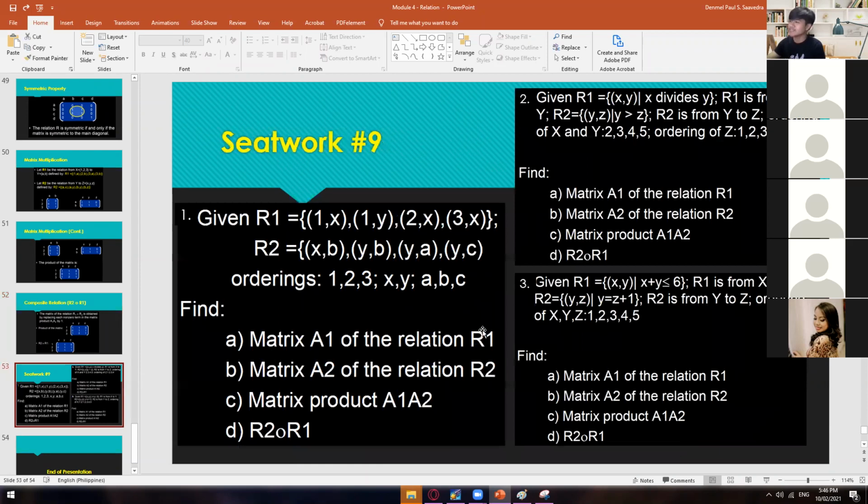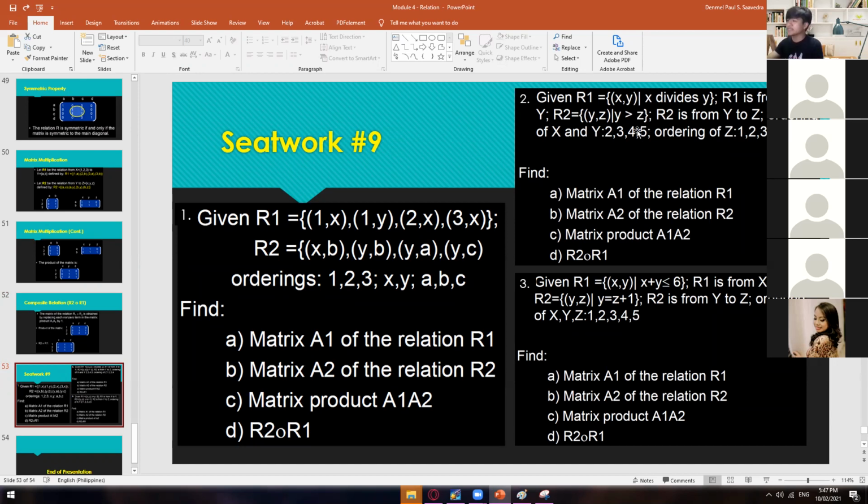And then here's your last activity. Given R1 and R2, find the matrix A1 of relation R1 and the matrix A2 of relation R2, and then the matrix product of A1 and A2, or R1 times R2, and then the composite relation. And for number 2, given R1 is (x, y) where x divides y, R1 is from x to y, and R2 is (y, z) where y is less than z, R2 is from y to z, with x, y, z ordered from 2, 3, 4, 5, etc.